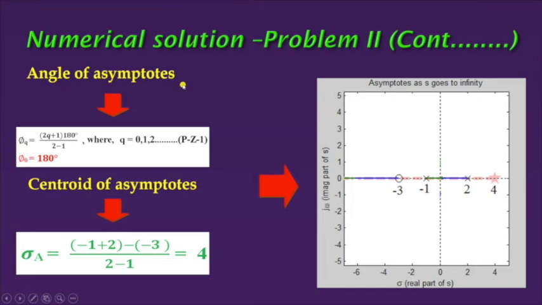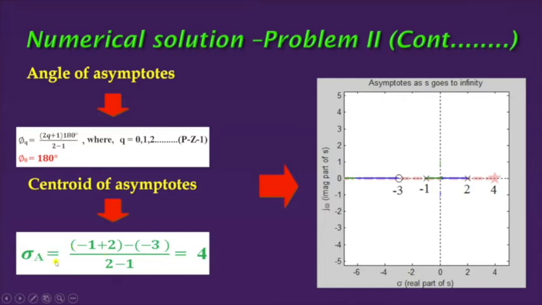Then find the angle of the asymptote: φ = (2q + 1) × 180° / (p − z), that means 2 minus 1, which is 1. So the number of asymptotes is 1. Consider q equal to 0, then the angle is 180°. So there is only one asymptote.